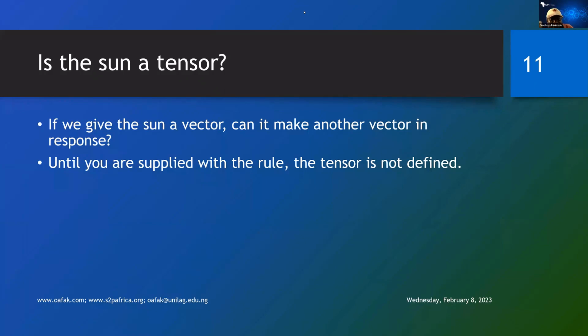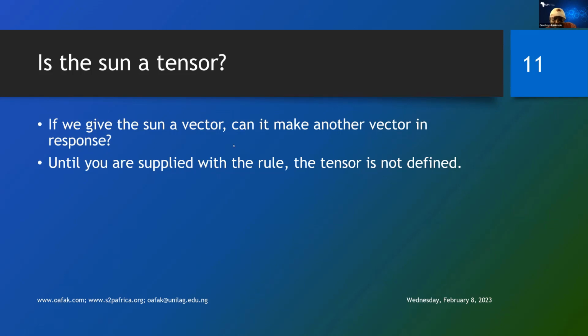Do we agree now that we can give the sun a vector? Because if we take a vector as something that has magnitude and direction, and we allow the sun to create a shadow of that thing, that shadow also has magnitude and direction, and therefore it is a vector. So if we give the sun a vector and we look at a particular plane, the sun will cast a shadow on that plane, and that's another vector. Now the next thing is, is that transformation linear? That is the big question.